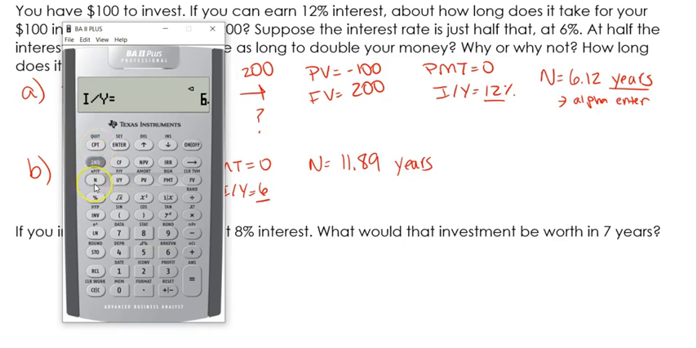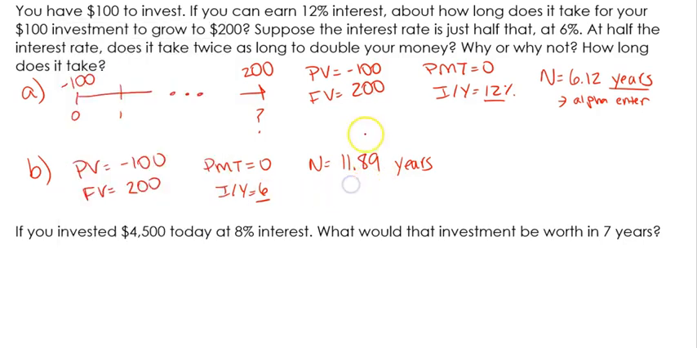Compute time, which is N, and that gets us 11.9 periods. Here we know that that's years because we used an annual interest rate in our compounding. So if we were rounding, I didn't actually round correctly, it would be 11.90 years.